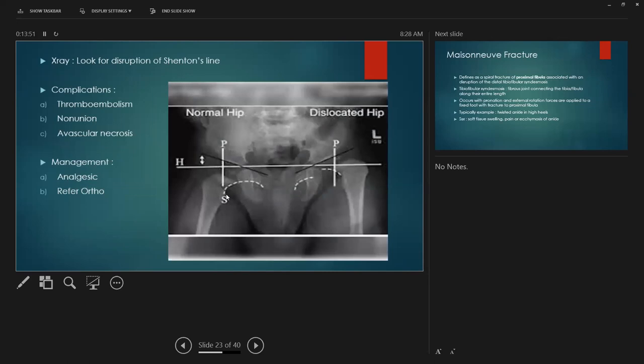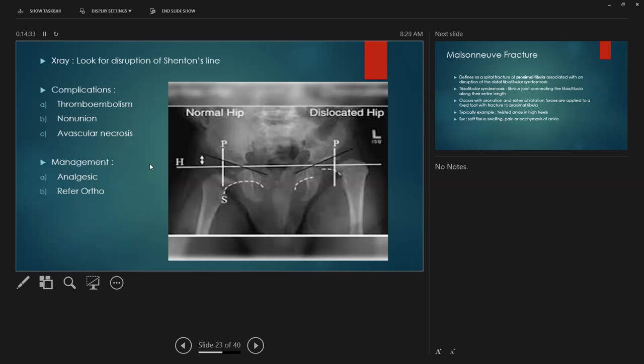So Shenton line is measured from the medial edge of your femoral neck through the inferior edge of your superior pubic ramus. It has to be a very smooth line. If there's a disruption of the line, it suggests a neck of femur fracture. For complications of a missed neck of femur fracture, you will have risk of thromboembolism, non-union and avascular necrosis. For management, give patients analgesia because it's very painful, and refer ortho because ortho might want to do a reduction or total hip replacement.